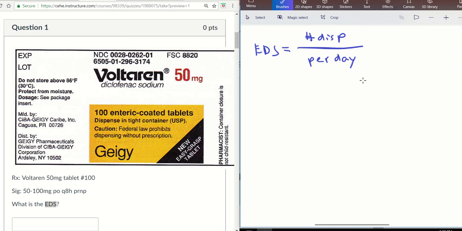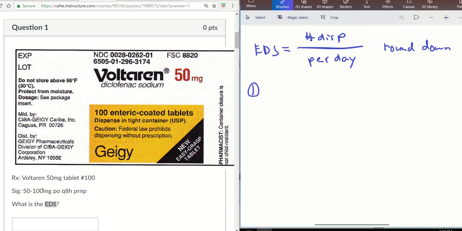If we have a partial, do we round up or down? Round down, because we don't want to give a patient a partial day supply. They'll run out. So we'll just round down. So number 1, our first step is an order and supply problem.